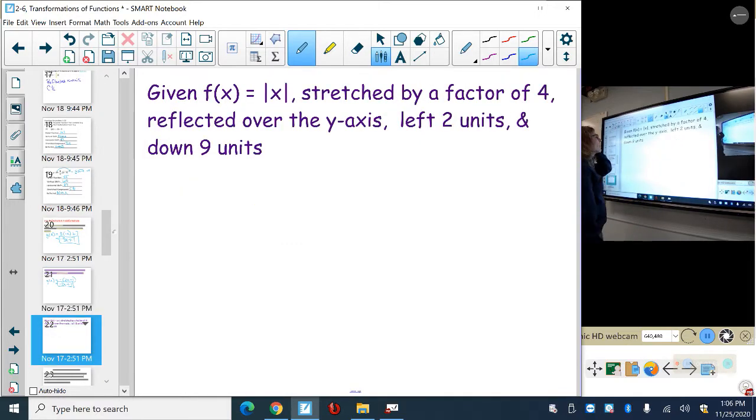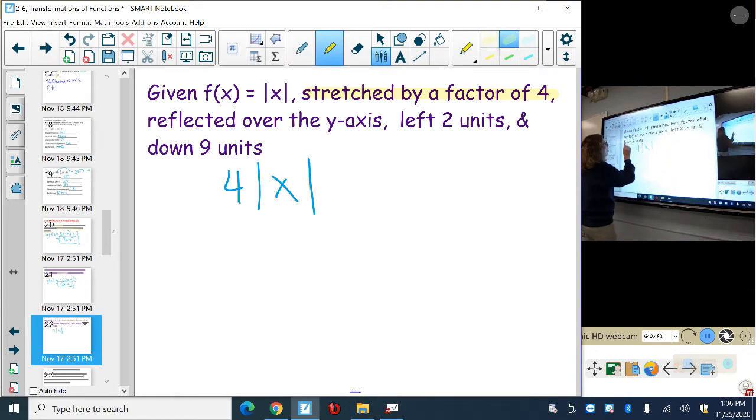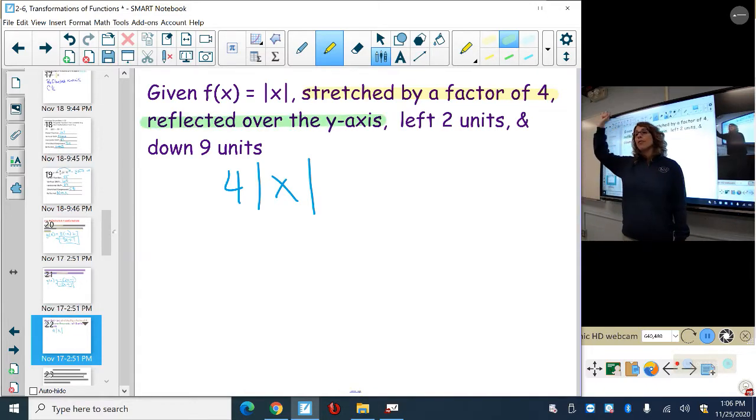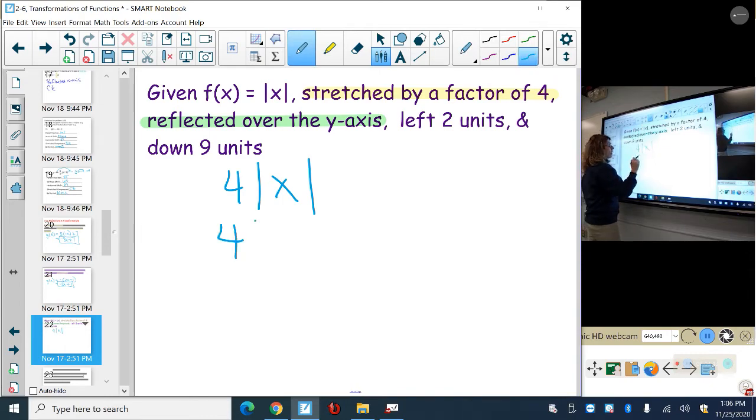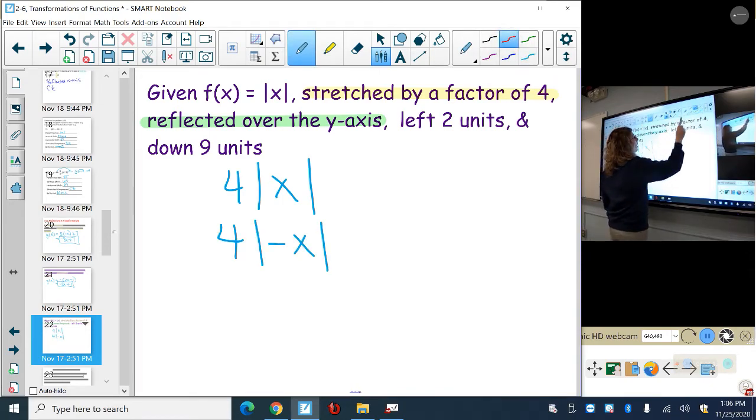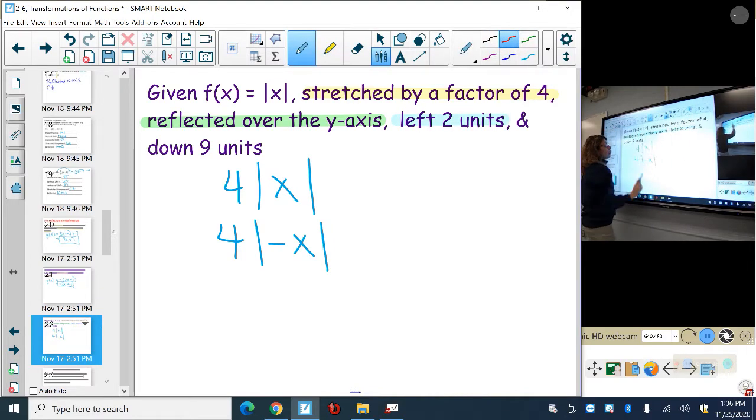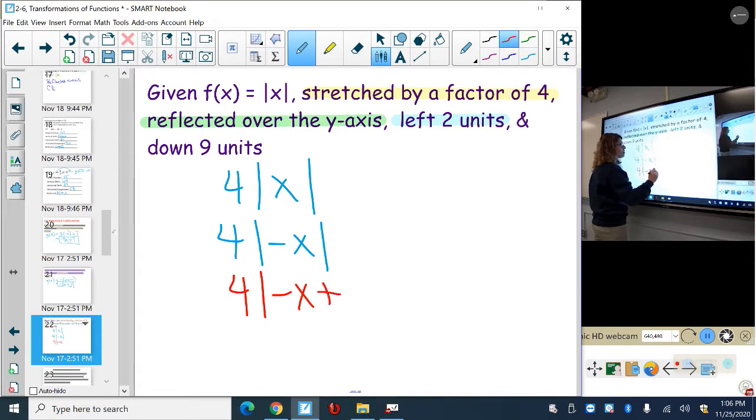So again, given f of x is the absolute value of x, you are going to stretch it by a factor of 4. So that means I'm multiplying it by 4. Then reflect it over the y-axis. If I'm reflecting over the y-axis, I'm going over my body. X goes from being positive to negative. So I'm replacing x with a negative x. And then I'm going to go left 2 units. In order to go left 2 units, I'm inside the absolute value bars. Left means plus 2.